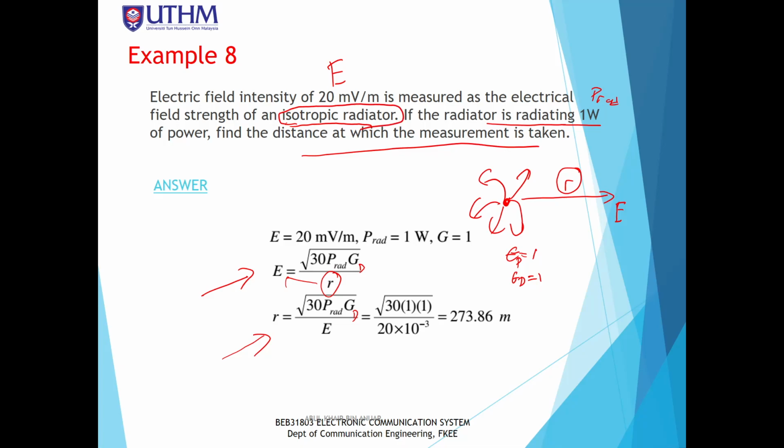So R is equal to the square root of 30 times P radiation times GD, divided by E. So the square root of 30 times 1 watt multiplied with 1 for the gain, divided by the electric field. So you're going to get the distance in terms of meter, 273.86. So this is the distance from the antenna until the measured area, which is over here. So this is around 273.86 meter.